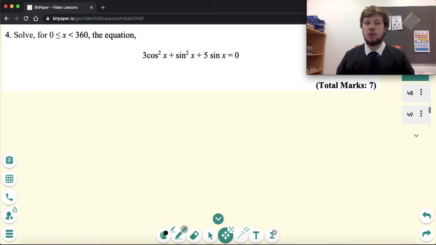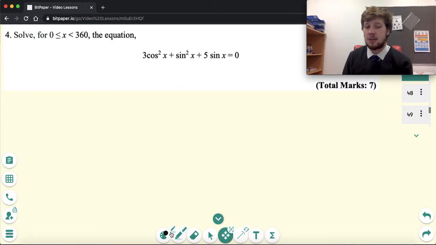Today I'm going to run through question 4 of the mini mock that you had. And here we have a question which is saying solve for x between 0 and 360 for the equation 3 cos squared x plus sine squared x plus 5 sine x equals 0.